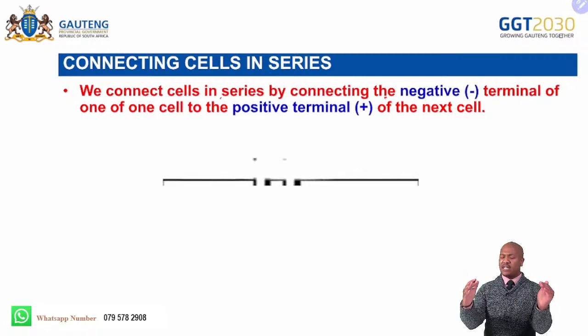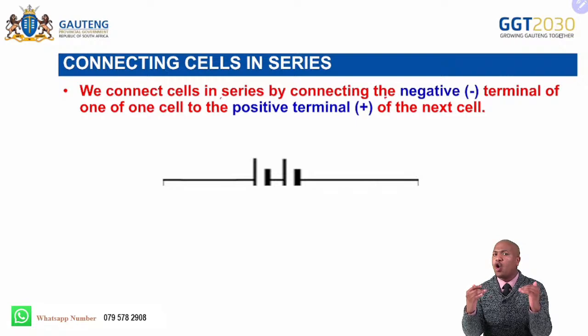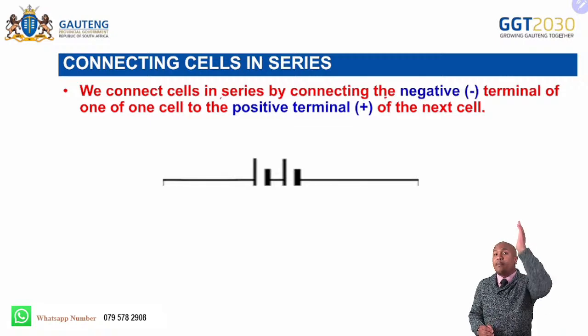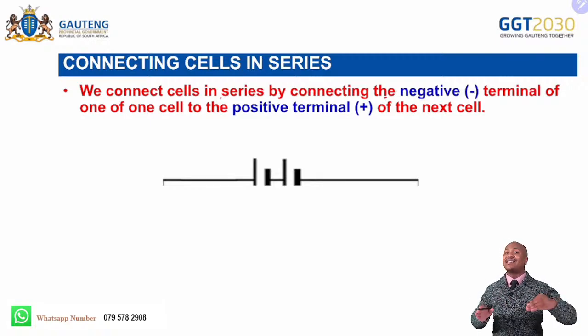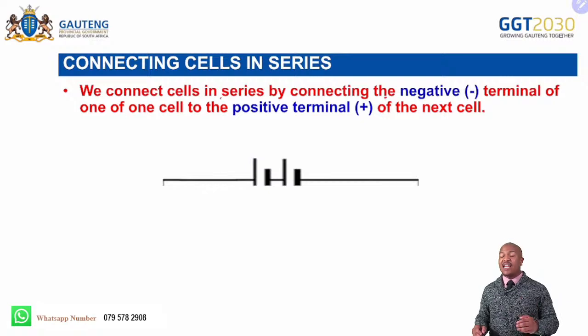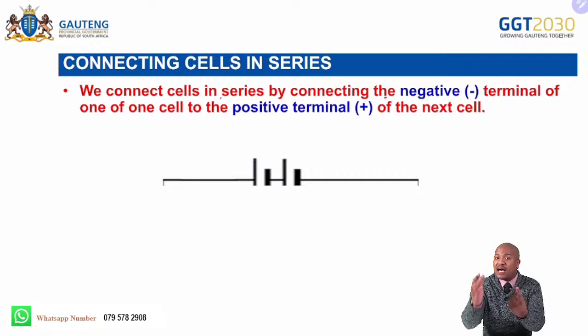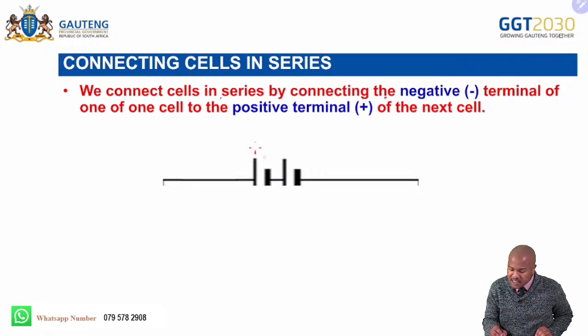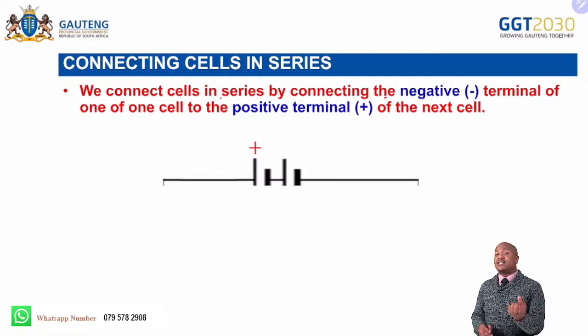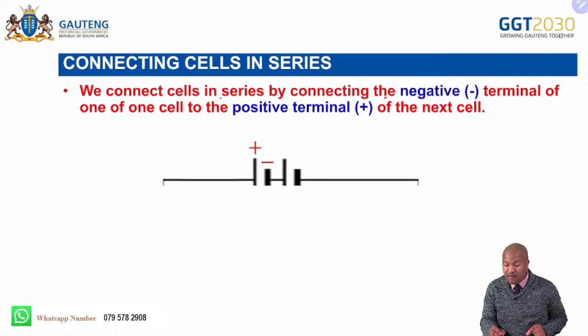Now remember the circuit symbol for a battery or a cell. In last week's lesson, we said that the long arm is the positive terminal and the short arm is the negative terminal. And in this case, we are saying when we connect cells in series, we connect the negative terminal of one cell to the positive terminal of another cell. Are we together? So this is how. This is the positive terminal of this cell and the negative terminal of this cell.